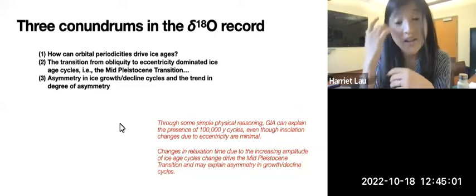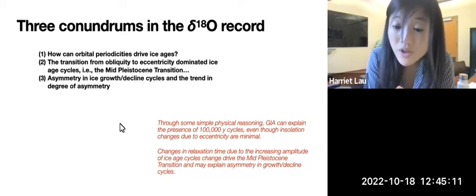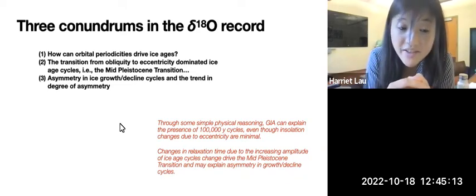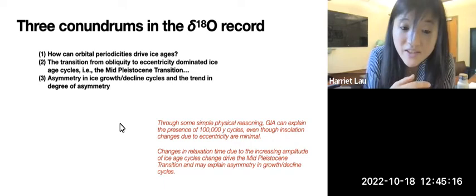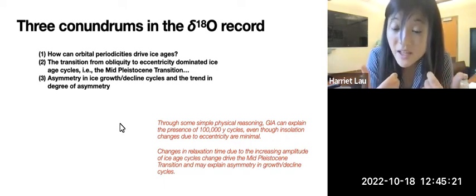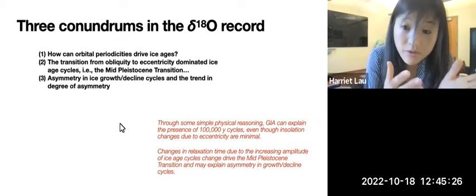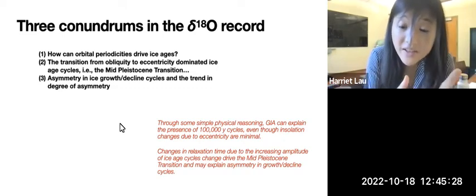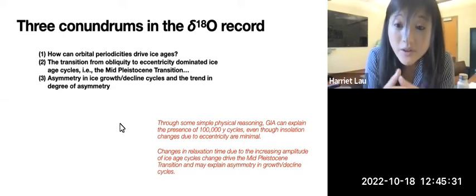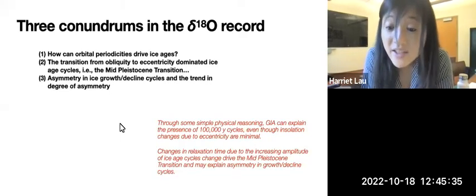And so to summarize those three conundrums and the role of GIA in them, I explained how previous authors found that glacial isostatic adjustment was crucial in reproducing those 100,000-year ice age cycles. But what I've suggested is that the timescale of this adjustment varies with the width of the ice load, and that the trigger for the switch to 40 to 100,000 years and the increase in asymmetry of those ice age cycles could be due to a change in that relaxation timescale.